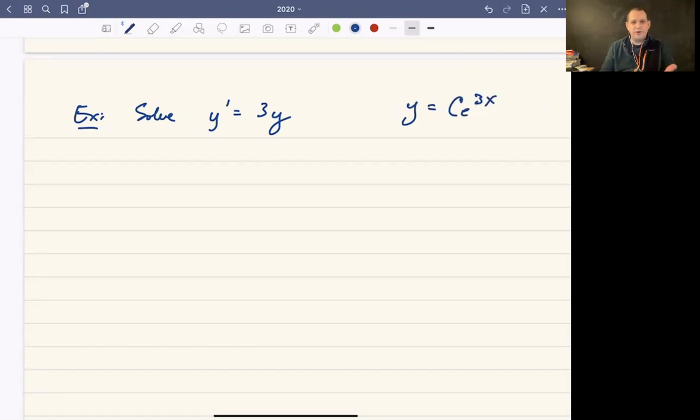This is a separable equation. We could have done this on day one. You probably could have done this back in Calc 1 or 2. Power series are bad for this. But I want to get used to using power series to solve differential equations.